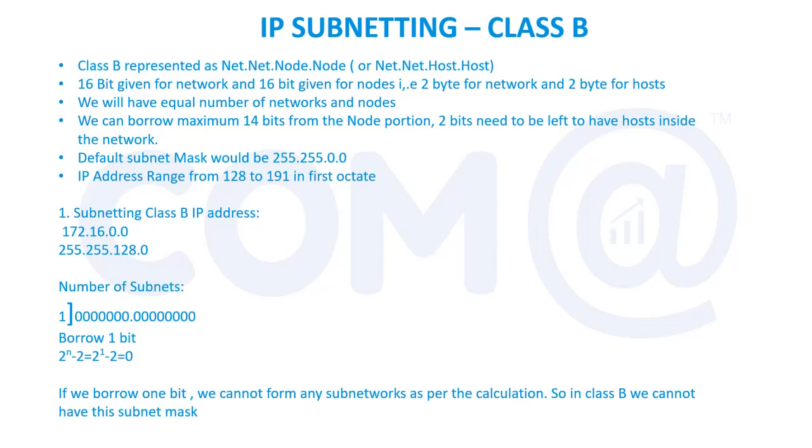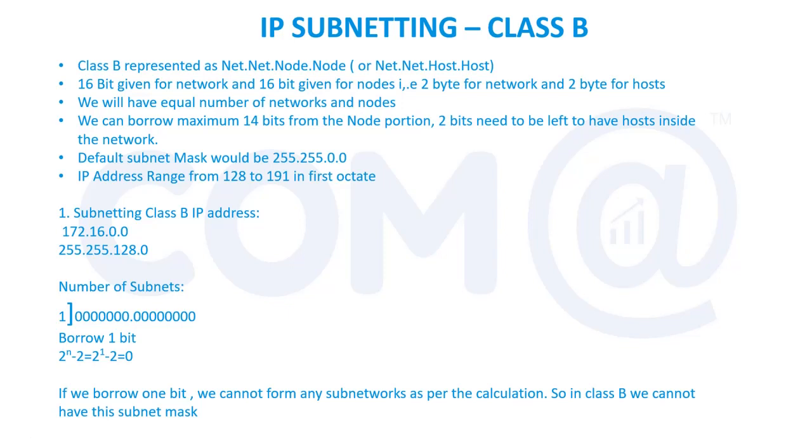So coming back to class B, as I discussed in part 1, we need to remember the subnet table. Borrowing bits is very important. Based on the number of bits we borrow, the subnet mask may vary. So it starts with 128, then 192, then 224, then 240, 248, 252, 254, 255. This table you have to remember so that you can make the calculation very easy.